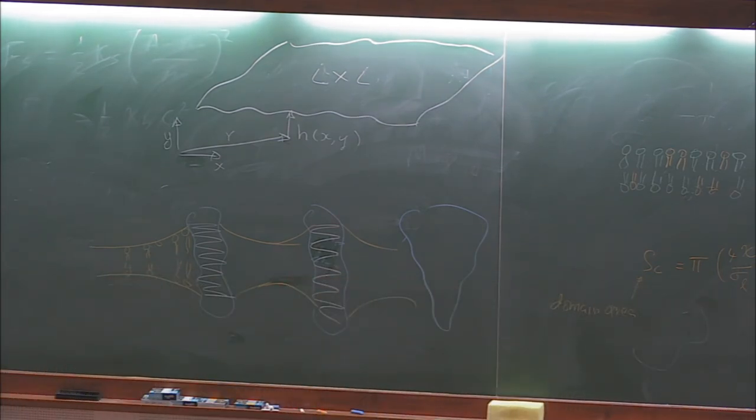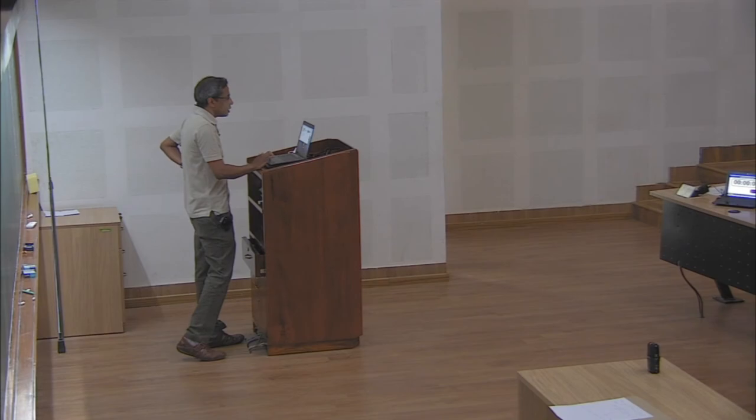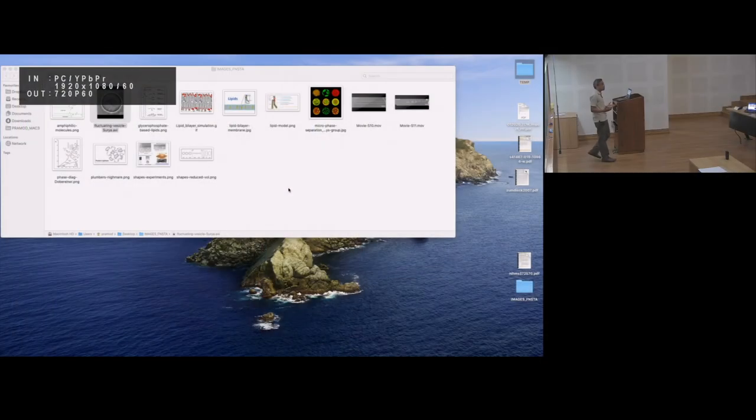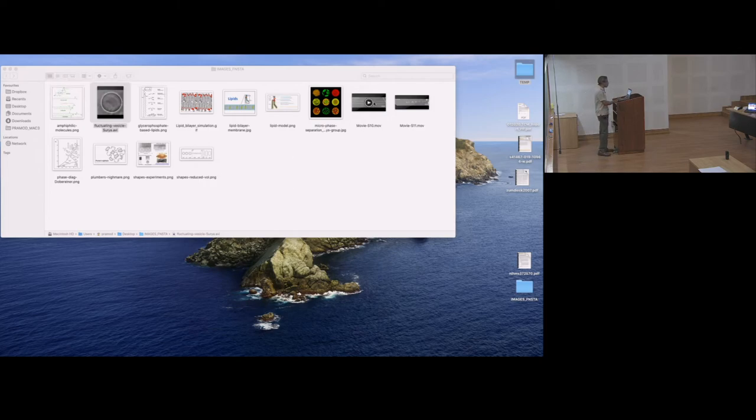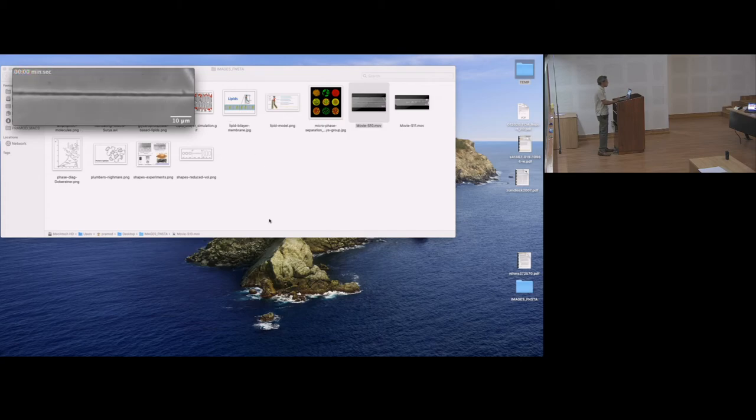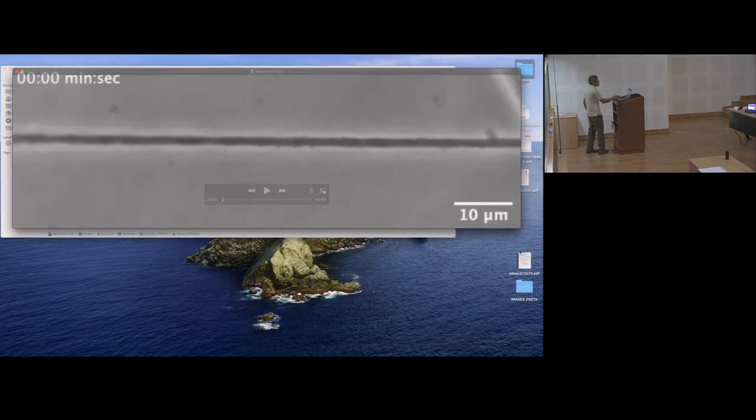Okay, so let me just see what else I have here. So what we study, we look at axons. Axons are these tube-like structures of neuronal cells, and we look at instabilities in these membranes. Here is an example. What you see in this video is a segment of an axon. And what we have done is to change the osmotic conditions such that the axon swells in volume. The axon is a tube, which on the outside has a lipid bilayer membrane, and inside you have these biopolymers, actin and so on. Here we have changed the osmolarity of the medium such that water flows from the outside to the inside of the axon.